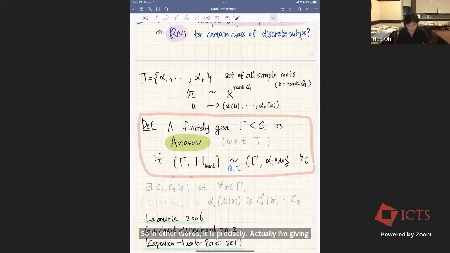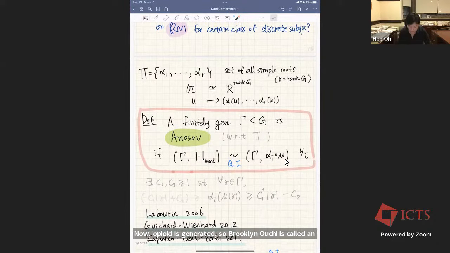Okay. Now, a finitely generated subgroup gamma of G is called Anosov with respect to the set of all the simple roots if we have a quasi-isometry between two spaces. We consider gamma with respect to the word metric. Because it's a finitely generated group, I can fix some finite generating set and consider the word metric. The other space is, in general, not a metric, but actually a pseudometric.